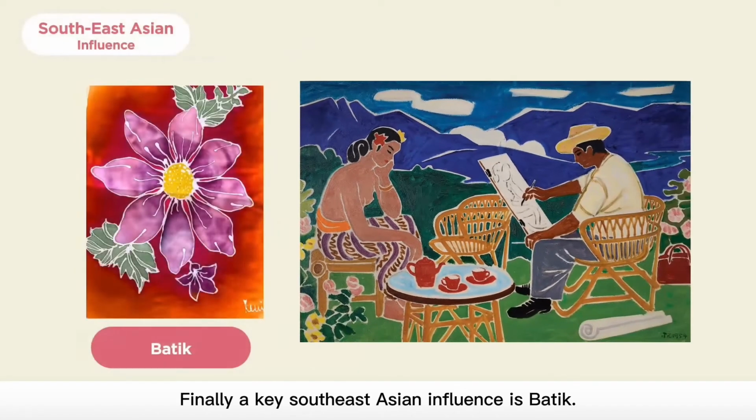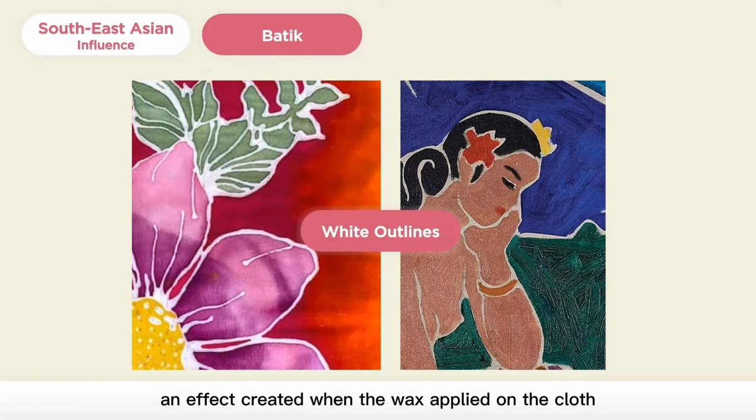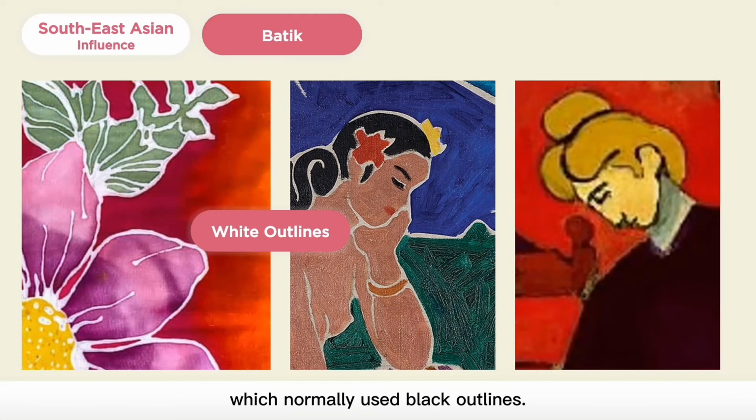Finally, a key Southeast Asian influence is batik. Batik is known for its white outlines around the subject matter, an effect created when the wax applied on the cloth repels the colored dye, leaving the white-colored cloth untouched. Similarly, when Liu Kang painted his subject matter, he did not paint their outlines, leaving the white-colored canvas untouched. This creates a batik-like effect, drawing attention to the bright flat colors that fill the subjects. This is also an inverse of the Fauvist style, which normally used black outlines.